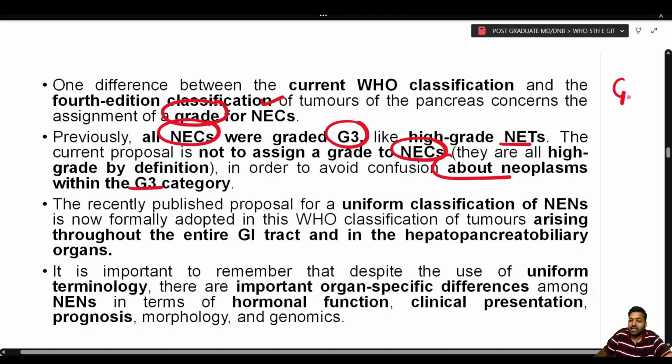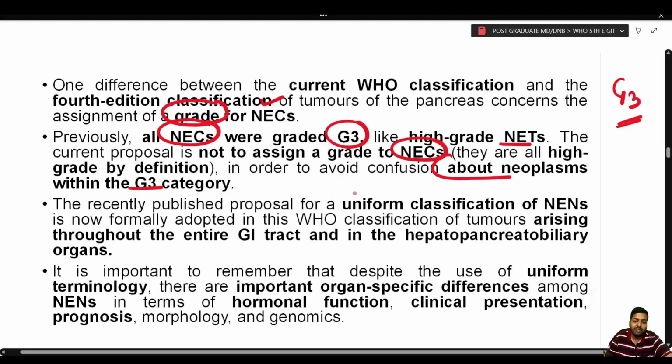So whenever you are seeing a grade 3 tumor, or they are writing something like G3, always understand that it is a high grade NET, okay? But if you come across neuroendocrine carcinoma, it means it is high grade, okay? So no need to differentiate on that particular front.